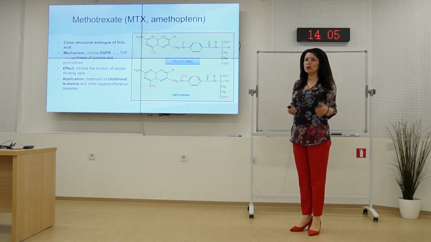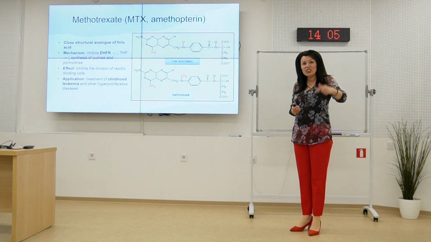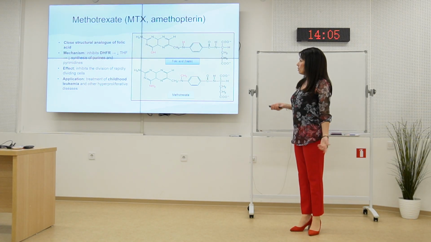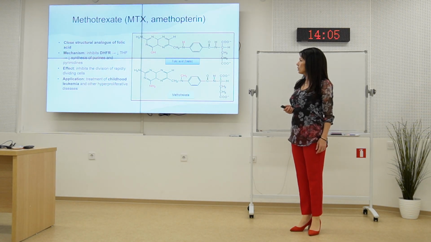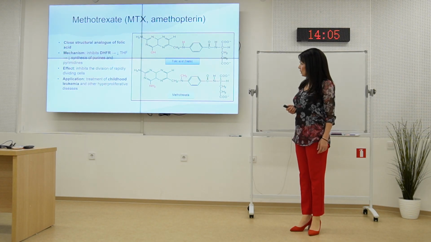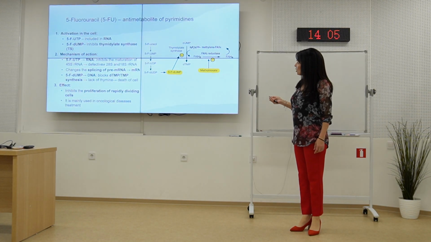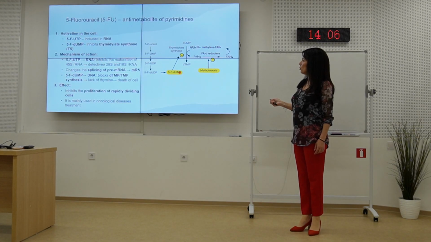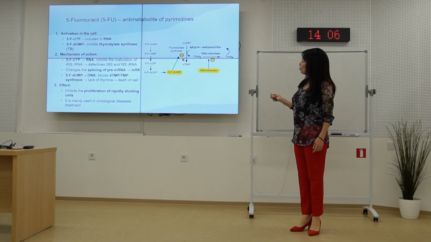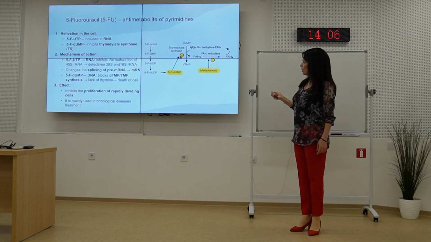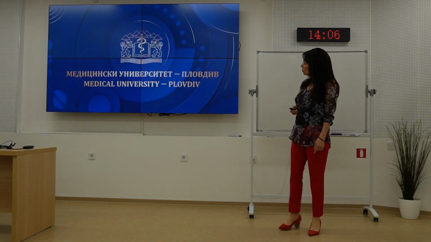Methotrexate is used for the inhibition of activation of folic acid in humans. Why? Because it is a structural analog of folic acid. It is used in childhood leukemia and other hyperproliferative diseases. And this is the action of 5-fluorodeoxy-UMP, as I said before in the previous slides, which is used for the inhibition of the Thymidylate synthase reaction. This is the antimetabolite of pyrimidines. And that's all, students, for today.